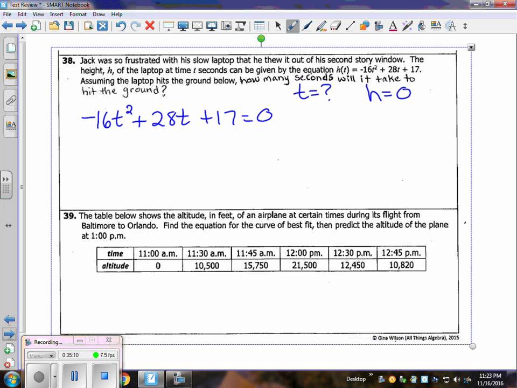Notice he was 17 feet up on the second story window. That was 17 feet high. He threw it at a velocity of 28 feet per second. And of course, then you've got your gravity pulling it back down. So we're going to use our quadratic formula. In this, we'd have x equals, I'm going to cut it right to what it would be as you simplify.